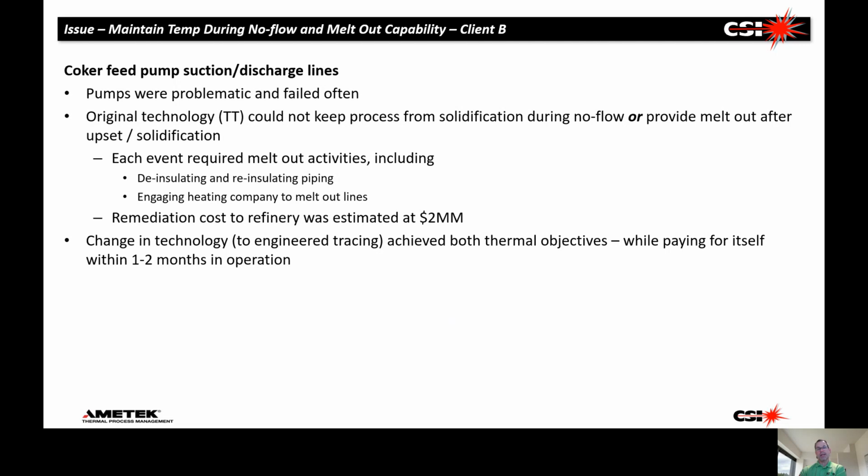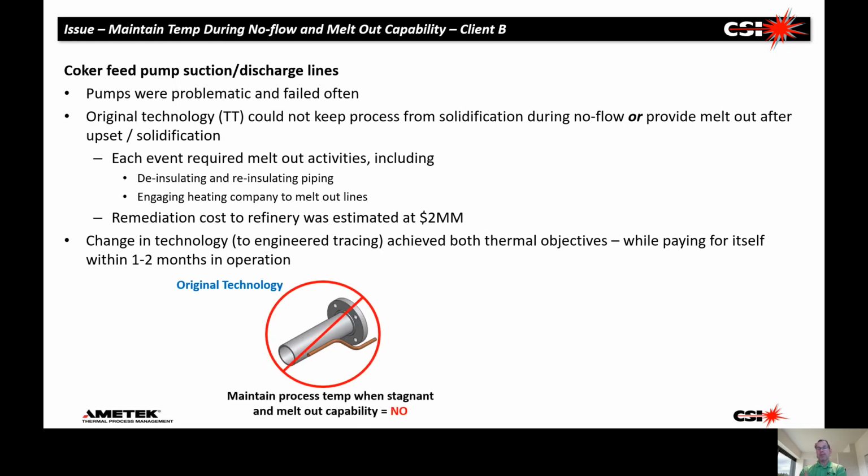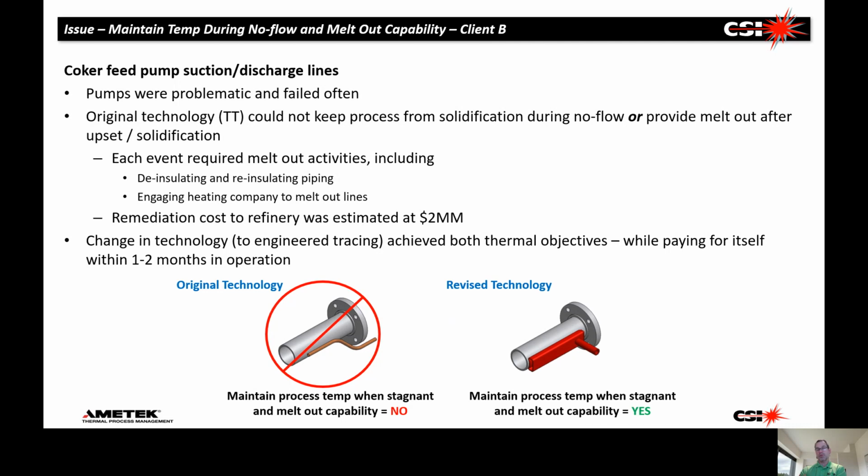So for remediation, they had to call the heating company, the heating vendor, to come out. Over the course of a year, the remediation costs ran in excess of $2 million for the plant. What they decided to do was change to engineered tracing so that they could have the minimum downtime when those pumps did fail, which achieved both thermal objectives. And it paid for itself within between 1 and 2 months of being in operation.